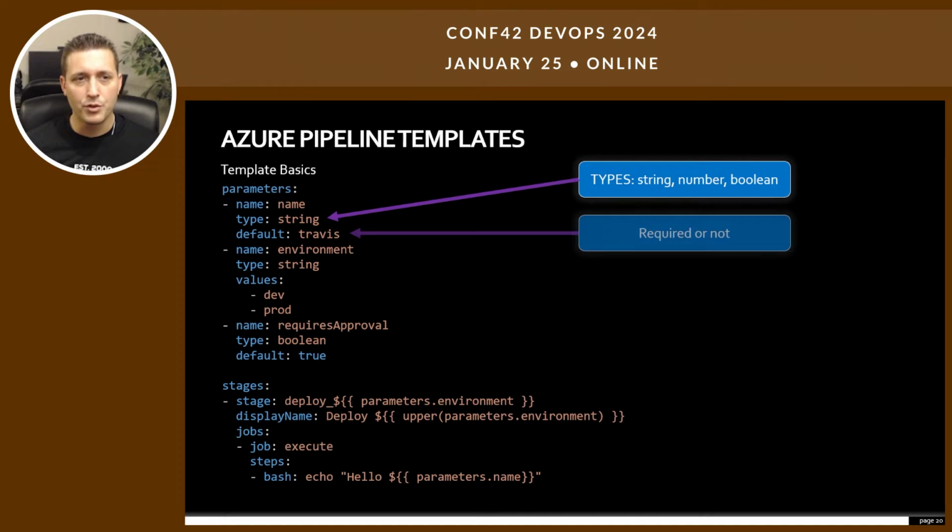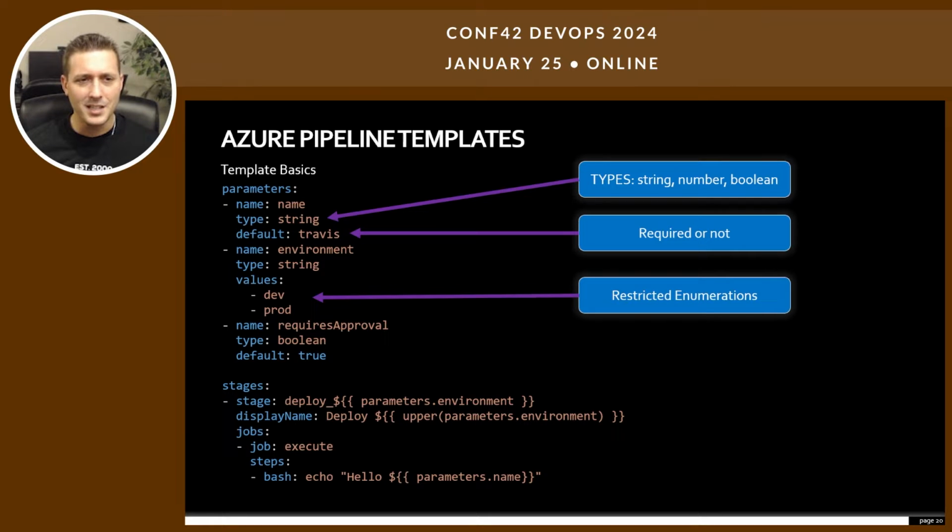You can also define whether it's required or not by whether it has a default. If it doesn't have a default, then it's a required parameter, which is pretty straightforward. You can also enforce restricted enumeration. So we can say the type is a string, but we want to ensure that it is either the value of dev or prod for our environment.